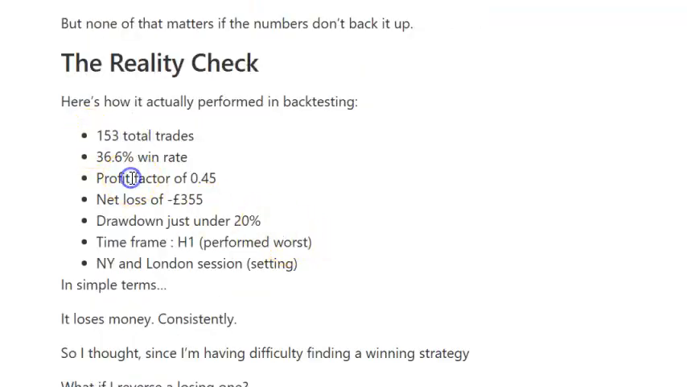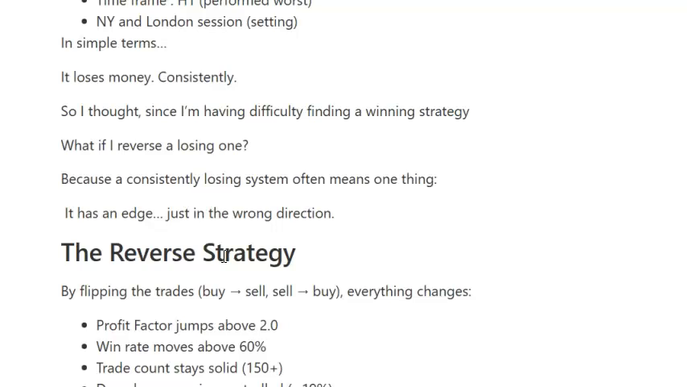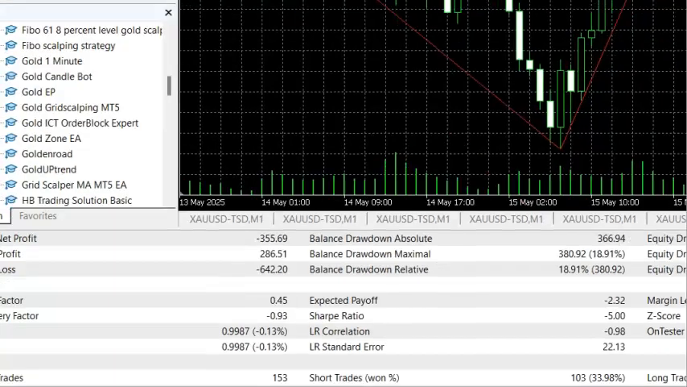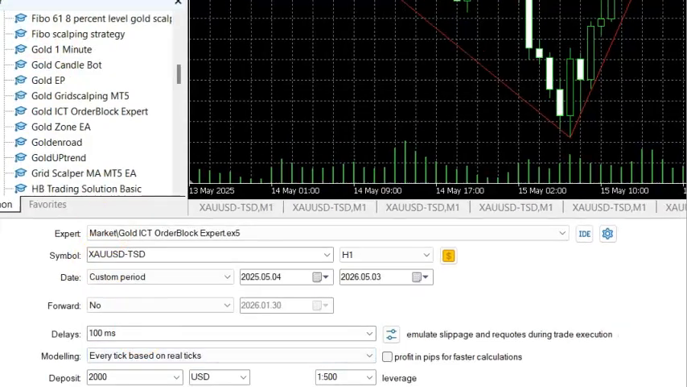So look, 153 trades on a 1 year time frame, 36% win rate, profit factor 0.45, and it lost 355 over a year. Drawdown was under 20%. The time frame was the H1, which performed the worst. The New York and London session time was also the worst setting. So the fact is this strategy is losing money. And I tested on real ticks. If I just show you here, this test I did on real ticks, using really good quality data from Dukascopy, which is high quality data. So that's the result at the moment.